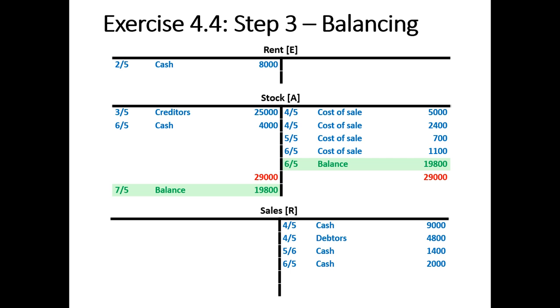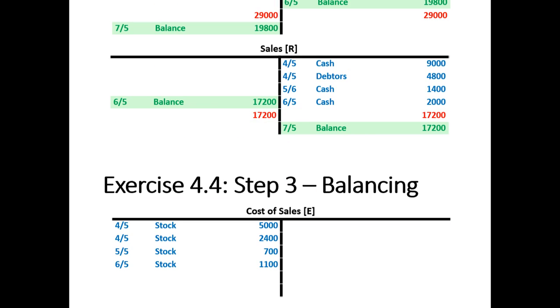Sales, all the numbers are on one side. We're still going to add it up for now. So we'll add up 17,200. We'll still put it on the other side. And just to be thorough, we'll go through our balancing procedure, even though we do know what the balance is, quite obviously. We still want to be quite thorough and carry that down on the first day of next period.